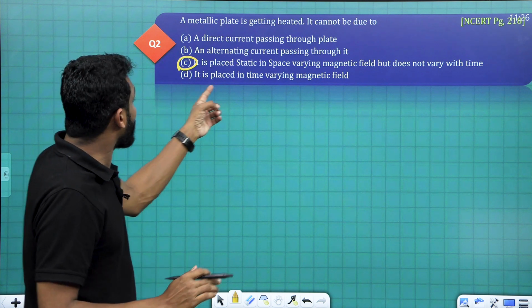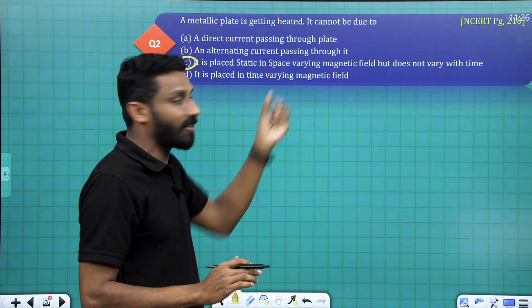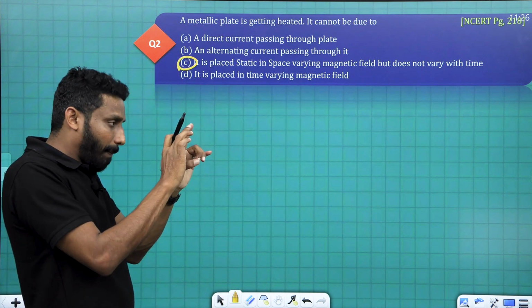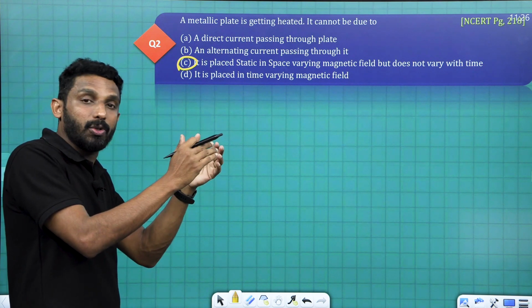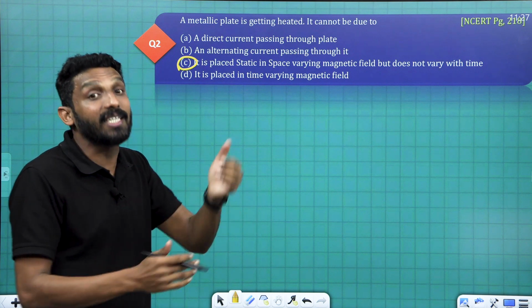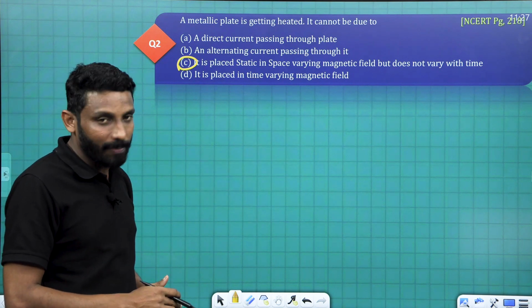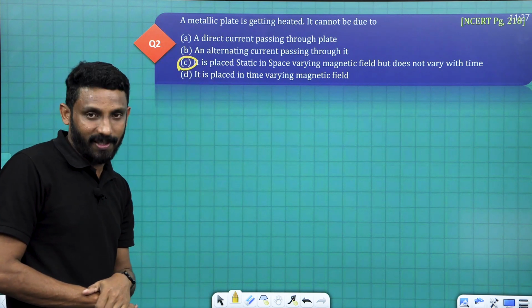What about D? It is placed in time varying magnetic field. If the plate is placed in time varying magnetic field, EMF will be induced, current will be induced, heating will be there. So the answer is option C.